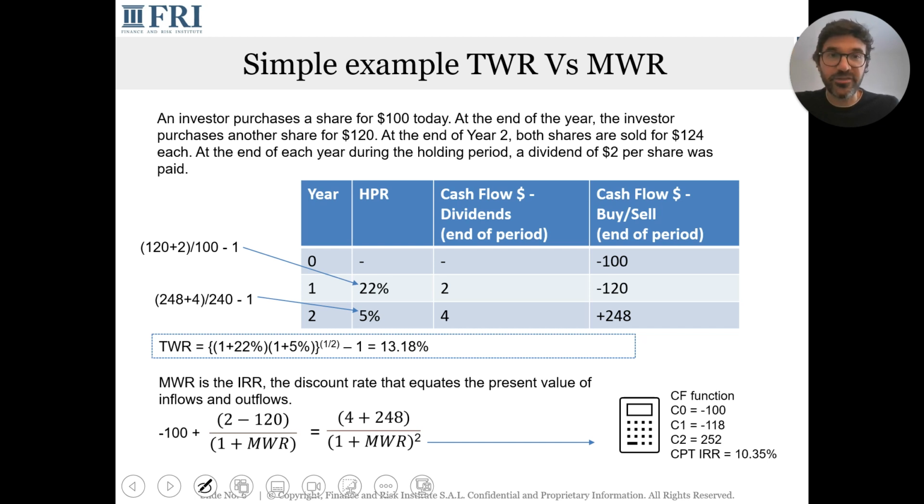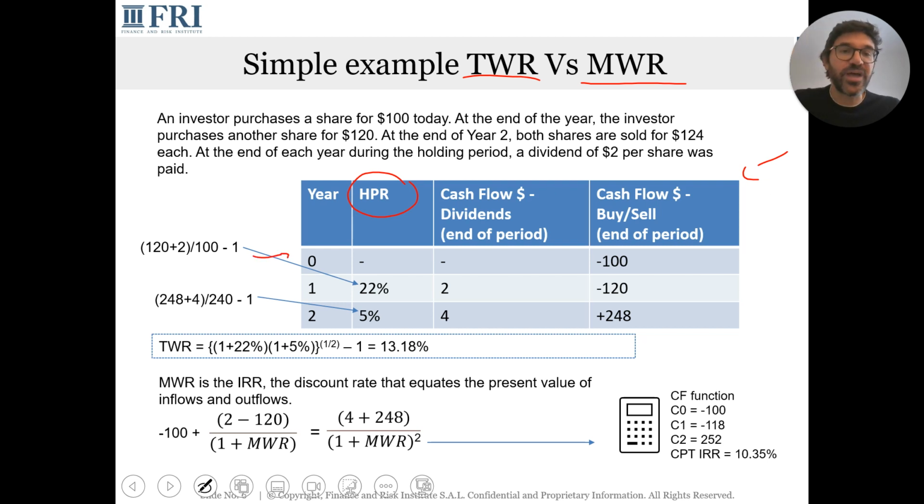Now think again, please. Anytime you want to calculate a time-weighted rate of return, think HPR. I need the holding period rates of return, and then I need to geometrically average those. And anytime you want to calculate a money-weighted rate of return, you need cash flows, inflows, and outflows. How much did I invest, and how much did I earn back as cash inflows? So this is why we have in this table both metrics. So let's look at it step by step.